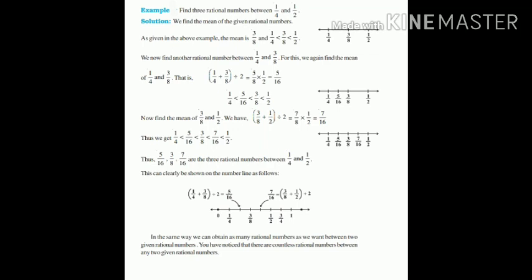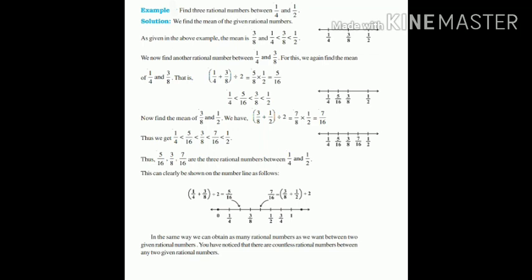Children, between these two you are asked to find rational numbers. So a very basic thing you can do is add these two and divide by 2. What you will be getting is the midpoint between these two. Isn't it a good method? Whichever two numbers are given, we add them and divide by 2, and we get the midpoint. So we have found 1 point.